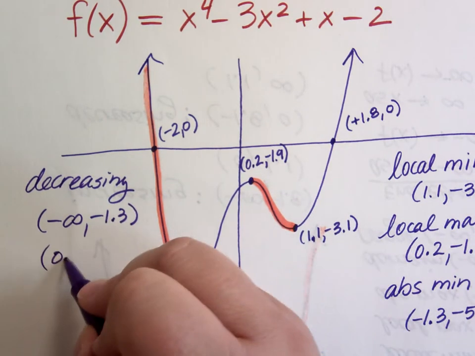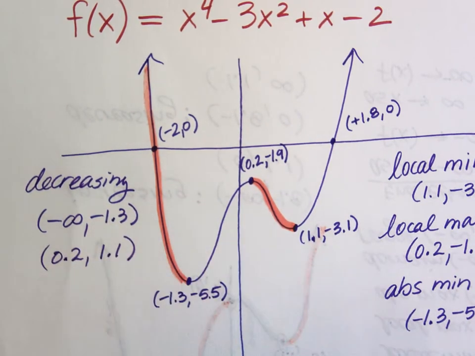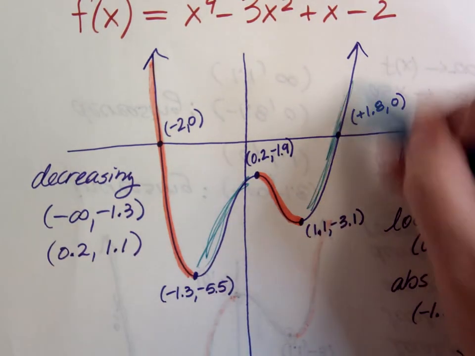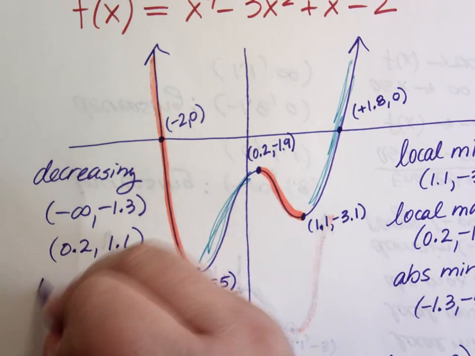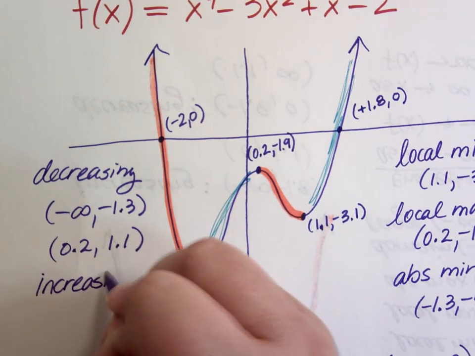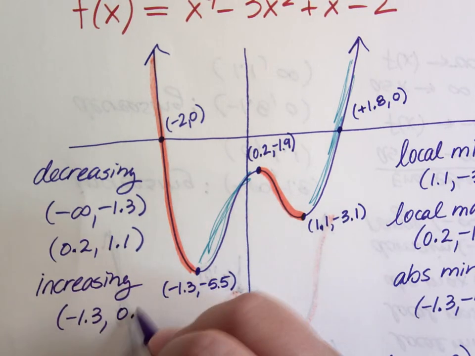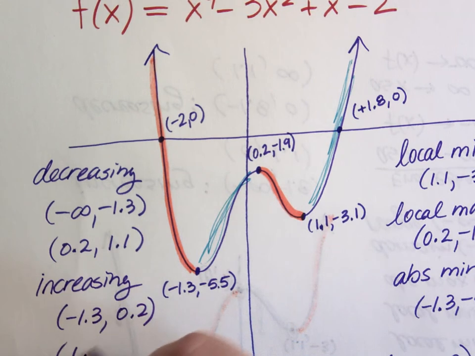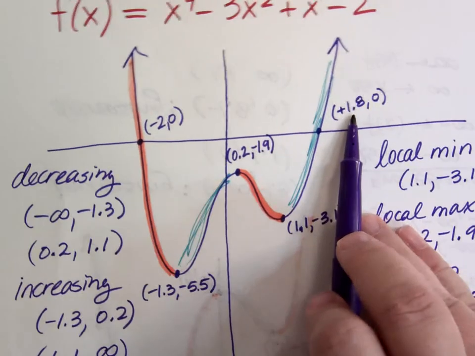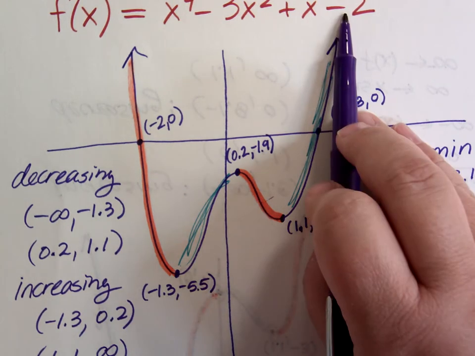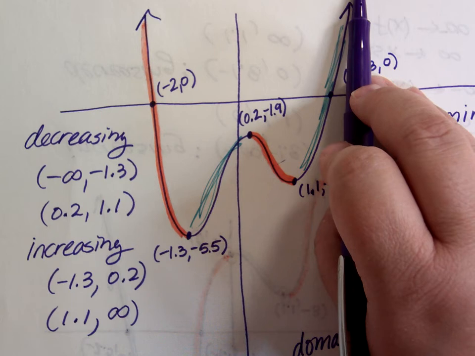Only use x values for intervals of increase and decrease. And then it is increasing here and here. So increasing from -1.3 to 0.2, and from 1.1 to positive infinity. It keeps going forever. I started to look at this and think I needed to put that, but that's not a turn. That's that x-intercept. So it keeps going forever up. It's increasing forever at the end. So those are my intervals of increase and decrease.